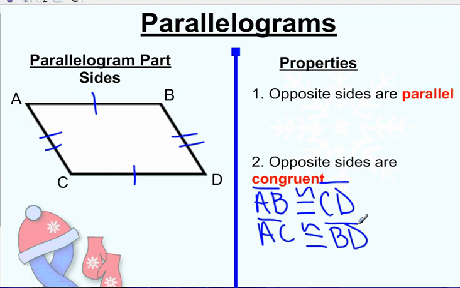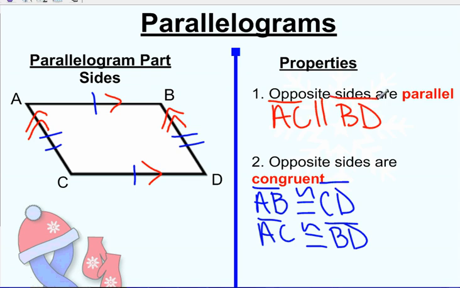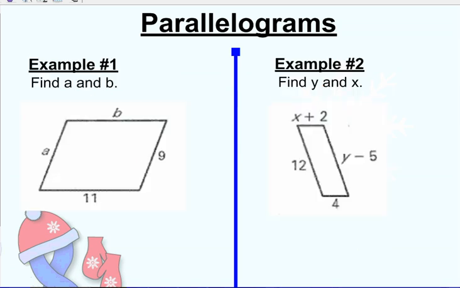Again, the only thing you can do with sides is set them equal to one another. I'm also going to mark those parallel lines on here. Remember, parallel lines are marked with arrows, just so that we know. So that would be AC parallel to BD and AB parallel to CD. Now let's look at some examples using those properties.